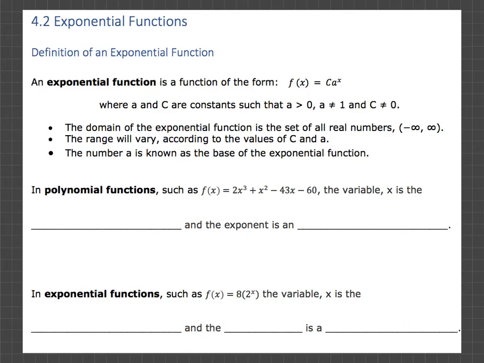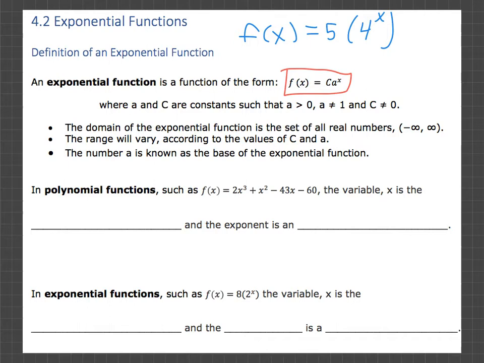Now we're going to look at exponential functions. An exponential function is of this form that's given here. Before I talk about that, let's just give an example. F of x equals, let's say we've got some number 5 times another number, let's say 4, that has an exponent of x on it. That would be an example of an exponential function.